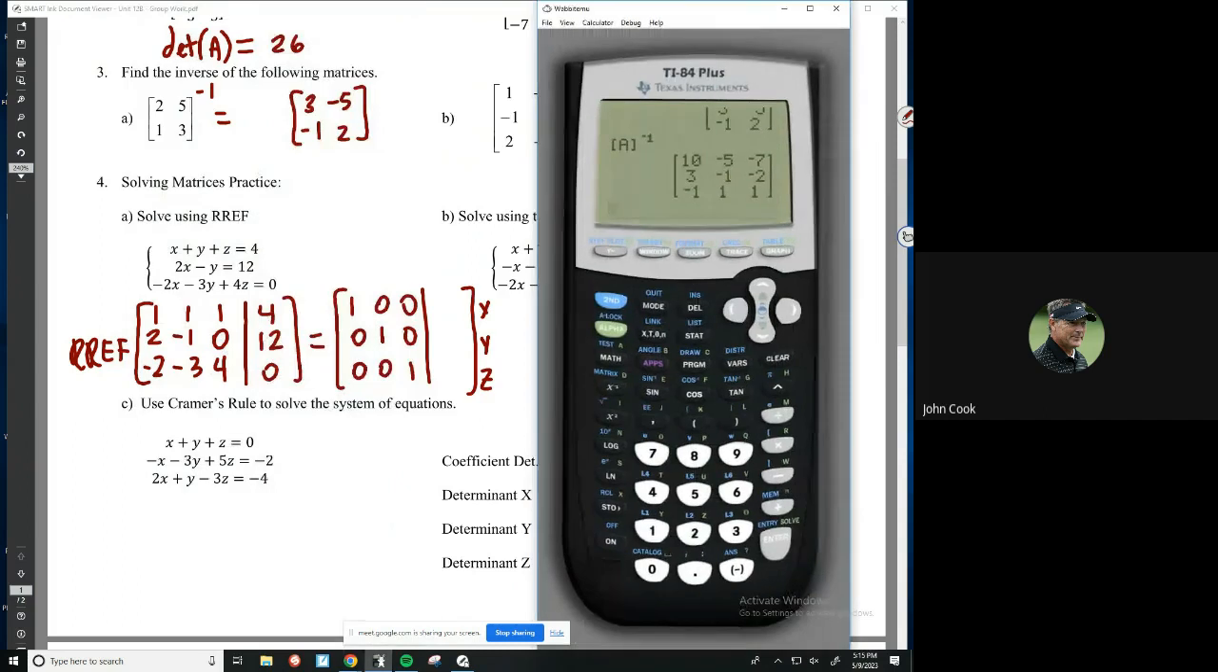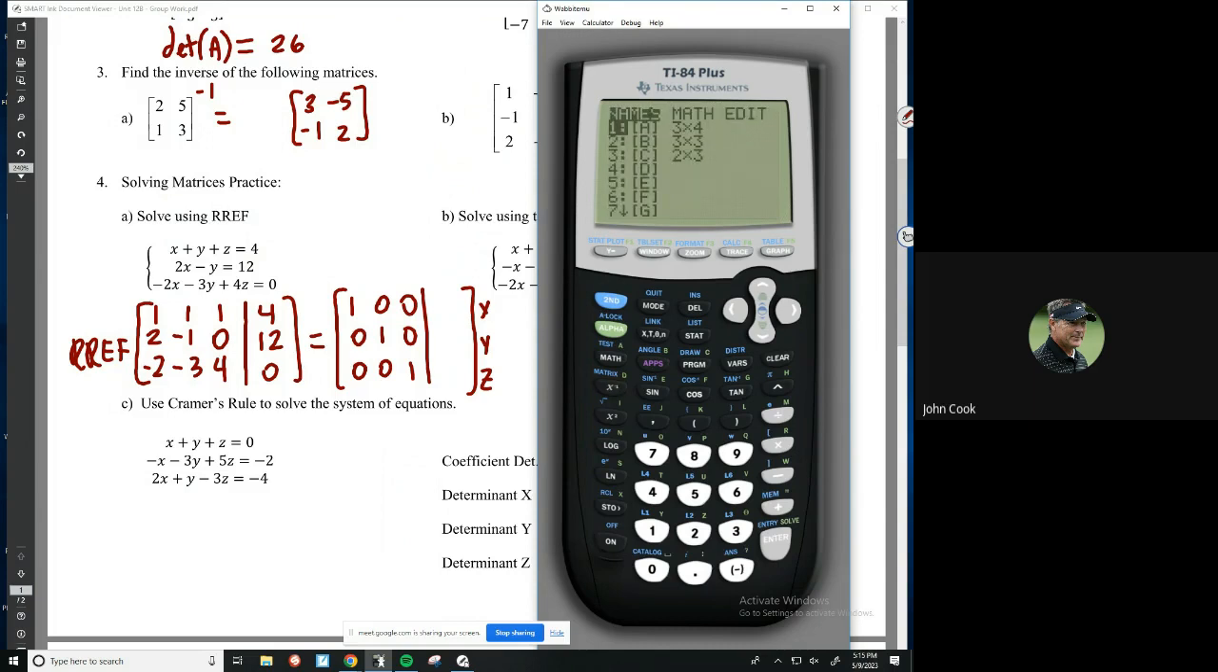So let's see what we get. All right, here we go. So matrix, then edit. And now it's 3 rows and 4 columns on that augmented matrix. So we do 3 by 4. And then we enter all the values that we have. So 1, 1, 1, and 4. And then 2, -1, 0, and 12. And then -2, -3, 4, and 0. All right, and then we just RREF.